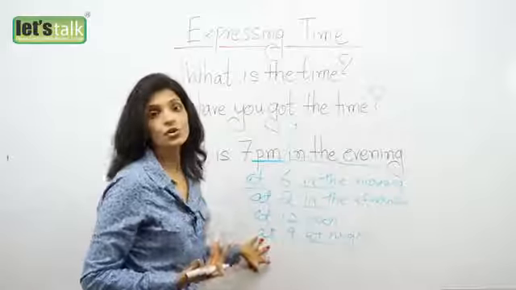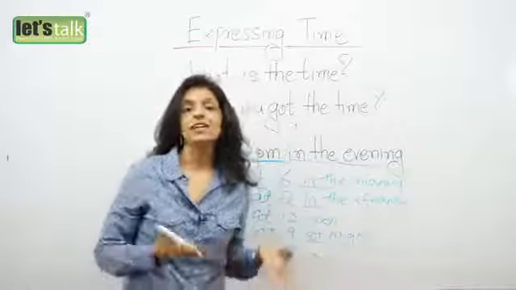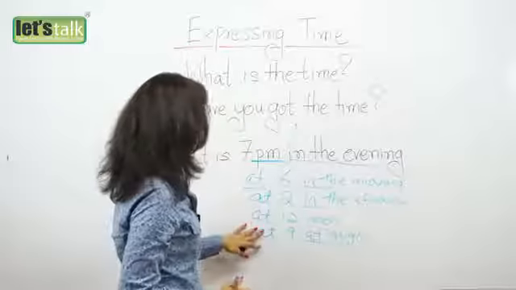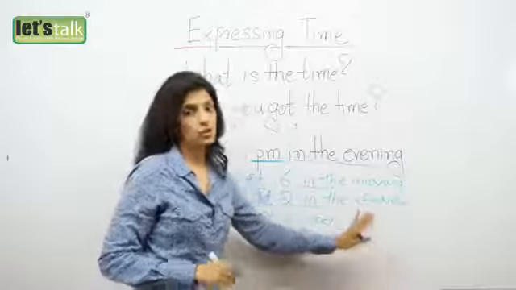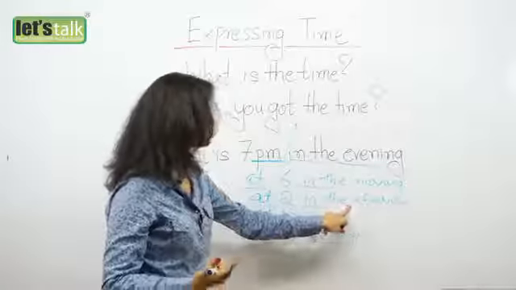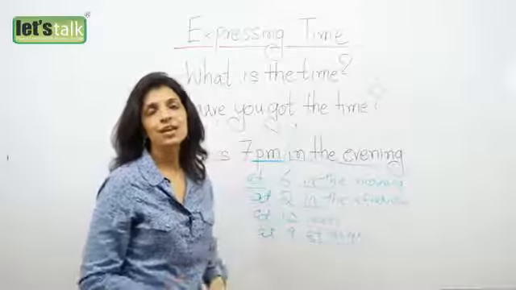And for night, you do not say at 9 in the night. Again, a lot of people make this mistake. So you say at night, at 9, at night. So remember: in the morning, in the afternoon, in the evening, at noon, and at night.